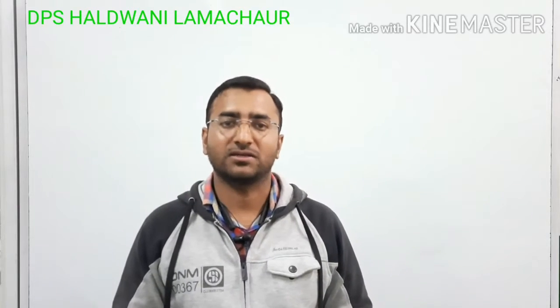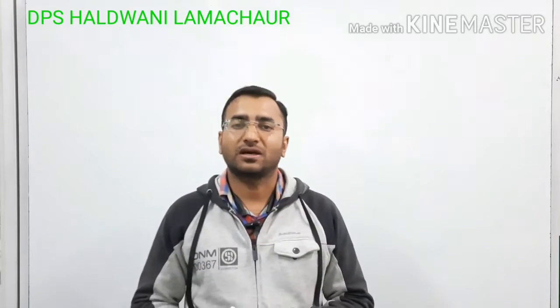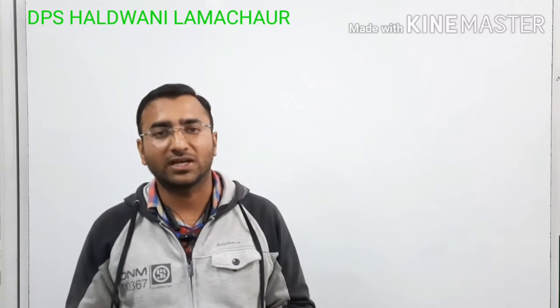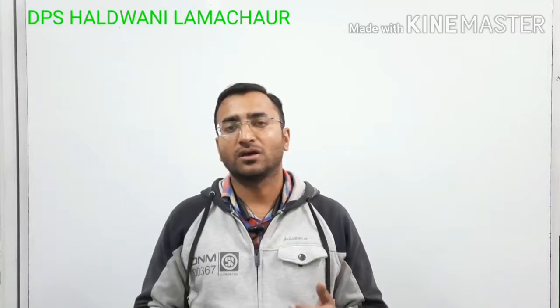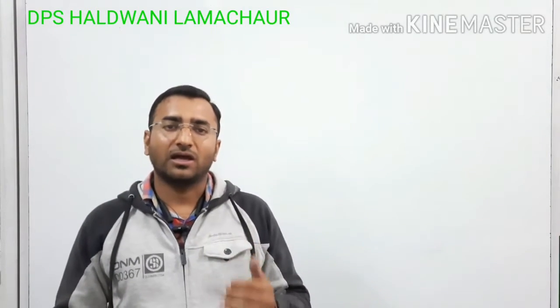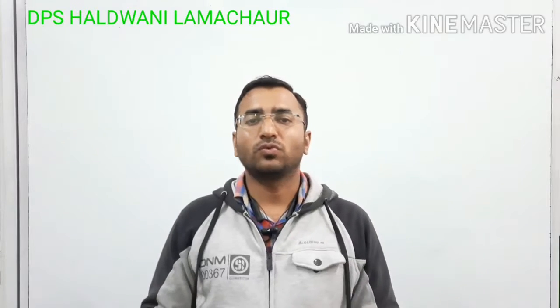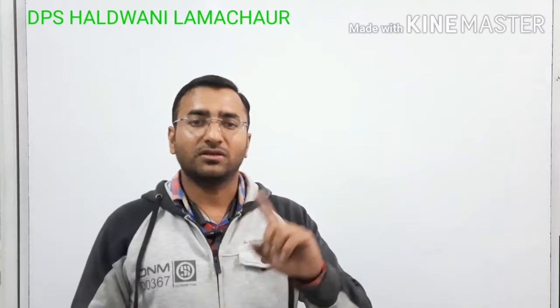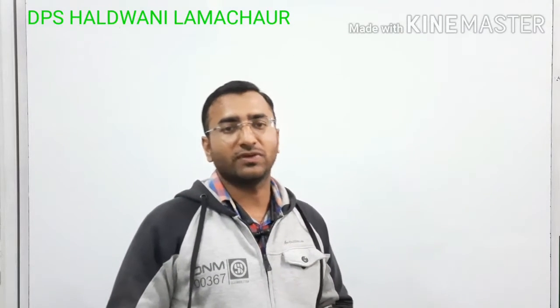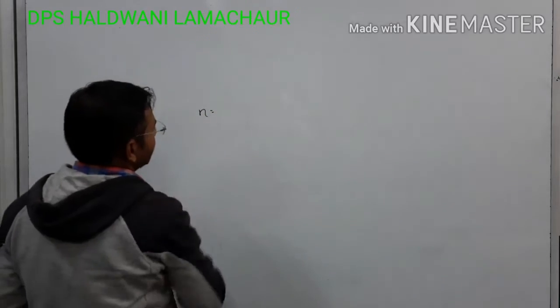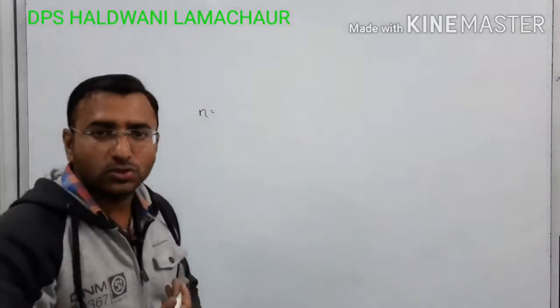dispersion of light. About the refractive index, I have explained in my previous video the definition of refractive index and the relation between the refractive index and the speed of light. Along with this, I will give you one more relation, which is the relation between the refractive index and the wavelength of light. So see here, refractive index is of two types.